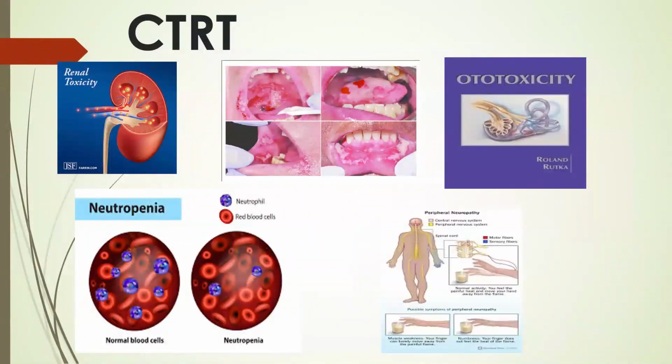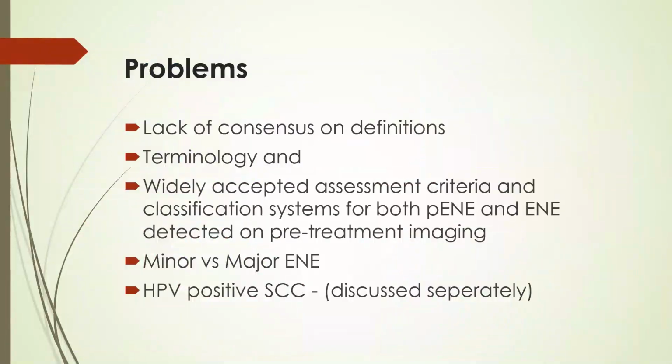But we all know that addition of chemotherapy to the radiation has multiple side effects. Hence, the further role of extranodal extension needs to be studied to avoid these side effects. So what are the problems currently? There is a lack of consistent definitions, what term to be used, and widely accepted criteria and classification system for both pathological and radiological extranodal extensions. Then what is minor, what is major extranodal extension, and HPV-positive related. It's a wide topic, but I am sure I will discuss it.